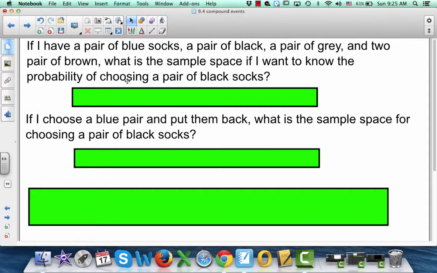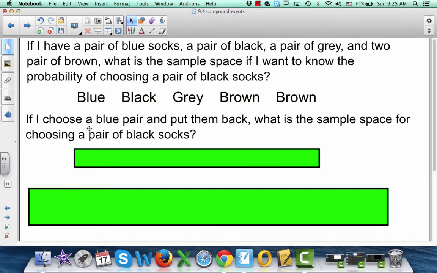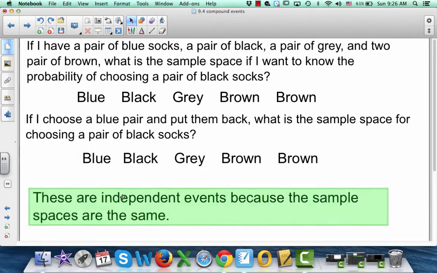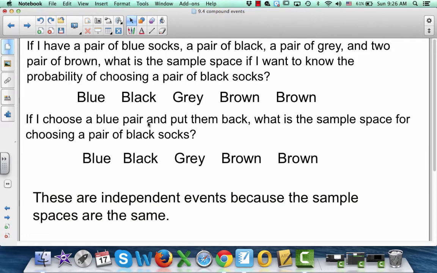If I have a pair of blue socks, same thing, a pair of black, a pair of gray, and two pair of brown, what is the sample space if I want to know the probability of choosing a pair of black socks? We've already done that. If I choose a pair of blue and put them back, what is the sample space for choosing a pair of black socks? Well, if I choose a pair of blue socks but then I put them back, then the same thing appears the second time, doesn't it? That makes these independent events because the sample spaces are the same both times. So if you choose something and put it back, that makes it independent. If you choose something and you don't put it back, that makes it dependent.